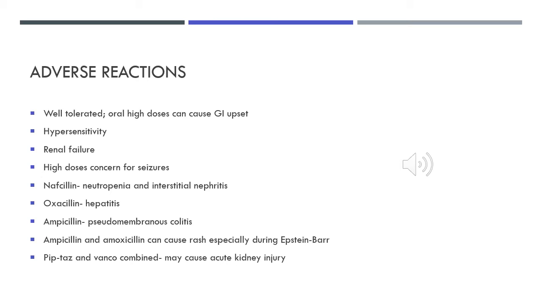The other thing is Pip/Taz and Vanco being a combination that you see a lot in the hospital. Again, we have to be careful about people's kidneys. It can cause acute kidney injury, and a lot of times these are patients who are already at risk because of dehydration from whatever illness they have. So just keep that in mind as well.